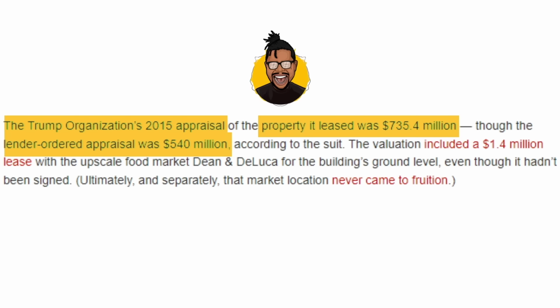And then lastly, in 2015, the appraisers valued the property at $540 million, while the Trump Organization valued it at $735 million. Now, the defendants' reasoning for the overvaluations was that they were immaterial because the lender who loaned money to the property based on those values was paid back in full and made money off the deal. But the judge said that the only requirement for liability here is that there were false statements on the statement of financial condition, and those statements were misleading and were used to conduct business.